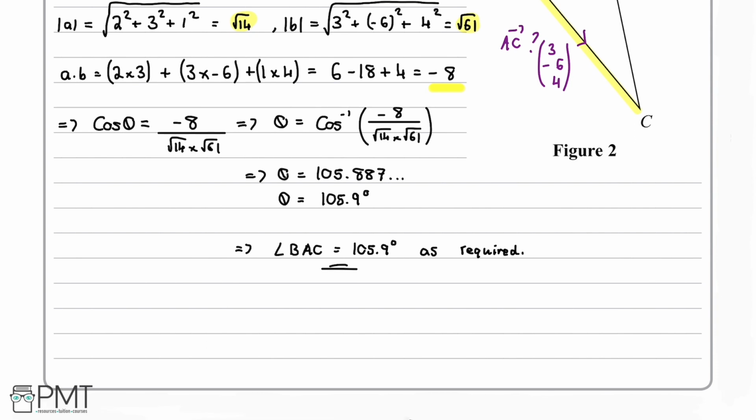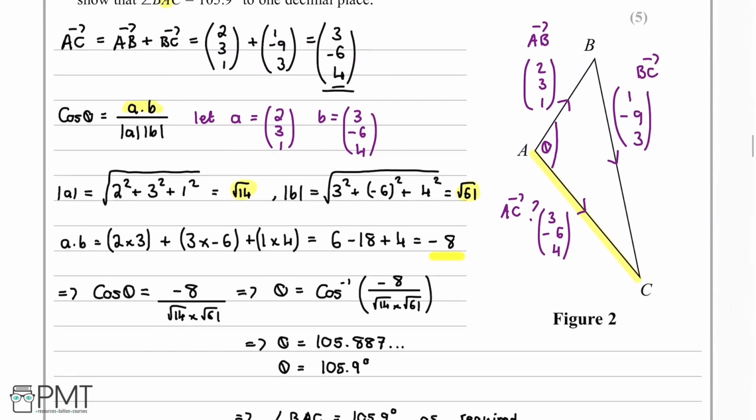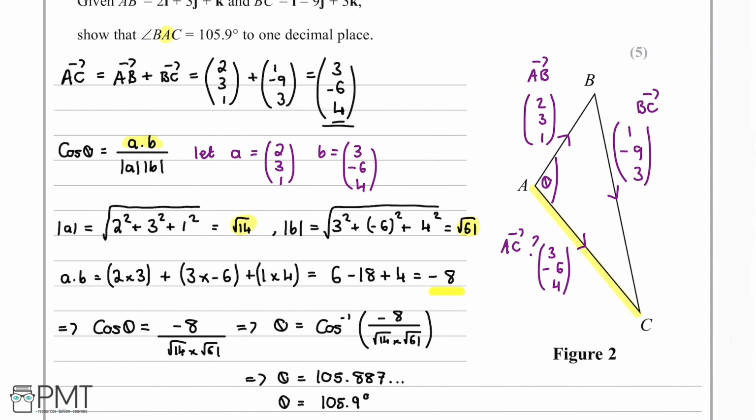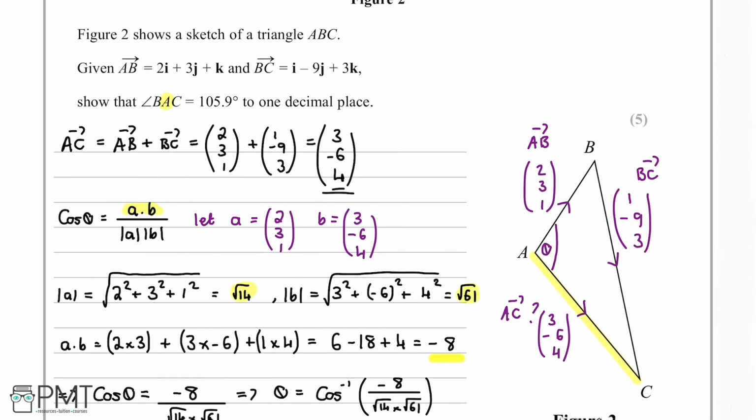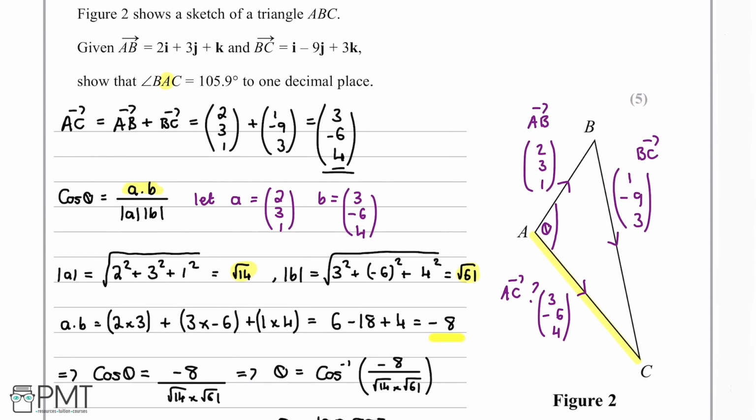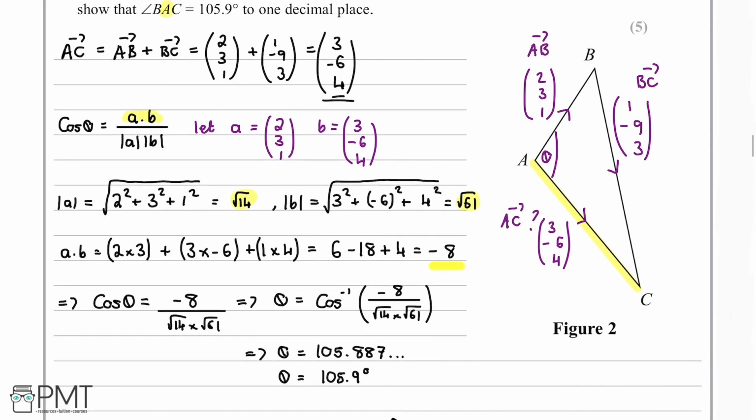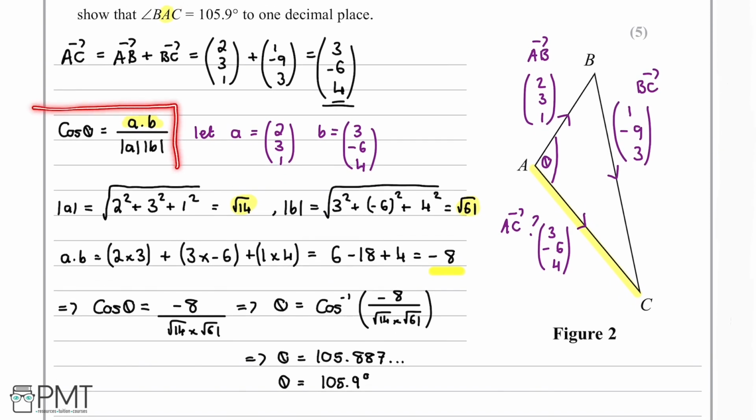We'll now go back and take a look at where the marks are awarded in this question. There were 5 marks available. Our first mark comes from knowing to calculate the length AC. When we calculated 3, negative 6, 4, we received our first mark. We receive our second mark for knowing to use the formula cos theta equals the dot product divided by the magnitude of a multiplied by the magnitude of b.